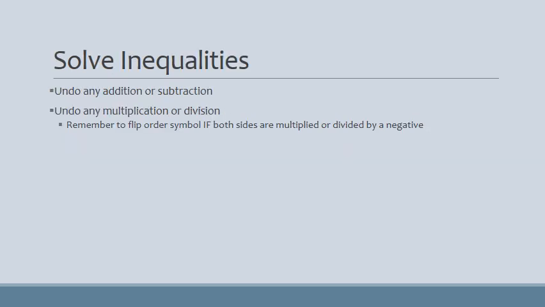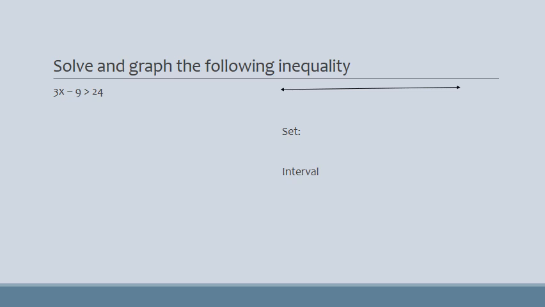That's what we have here. If I'm going to solve inequalities now, if I've got just two-step, I want to undo any addition or subtraction, then undo any multiplication and division, and remember to flip the order symbol if both sides are multiplied or divided by a negative. So if I'm going to solve this inequality here, I'm going to add 9 to both sides, and I'm going to get 3x is greater than 33. I'm going to divide by 3, so x is greater than 11. I don't have to flip because I'm not multiplying or dividing by a negative.